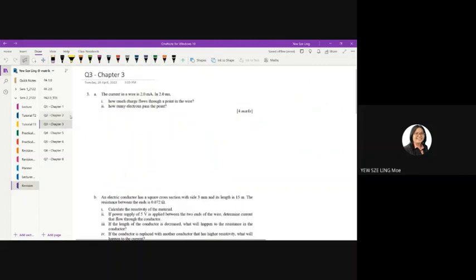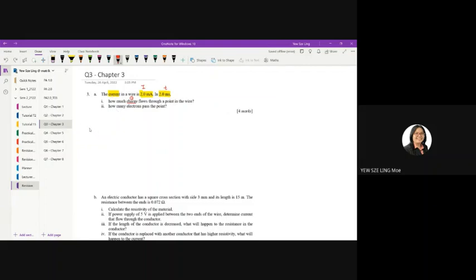Okay, question 3A. The current in a wire is 2 milliampere. You are given the current, 2 milliampere, and the time as well, 2 milliseconds. So this is your I, this is your T. How much charge flows through a point in this wire? It is asking for the total charge flow, which is the Q.